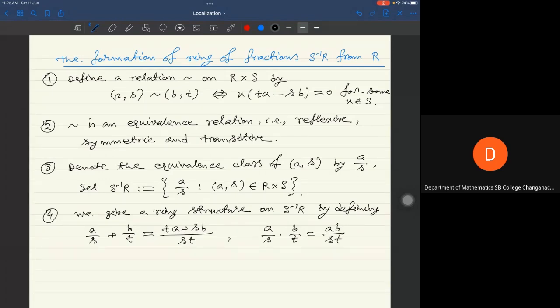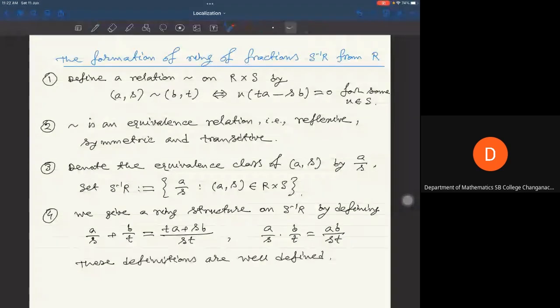Okay, so you can verify that these definitions are well defined. What I mean by well-definedness: whenever you have an equivalence class, you should verify this, because for every equivalence class you can have many representatives, right? But whatever you are defining, whatever object you are getting, you should verify that it is independent of the choice of the representatives. Okay, so you can verify that. Is it fine?